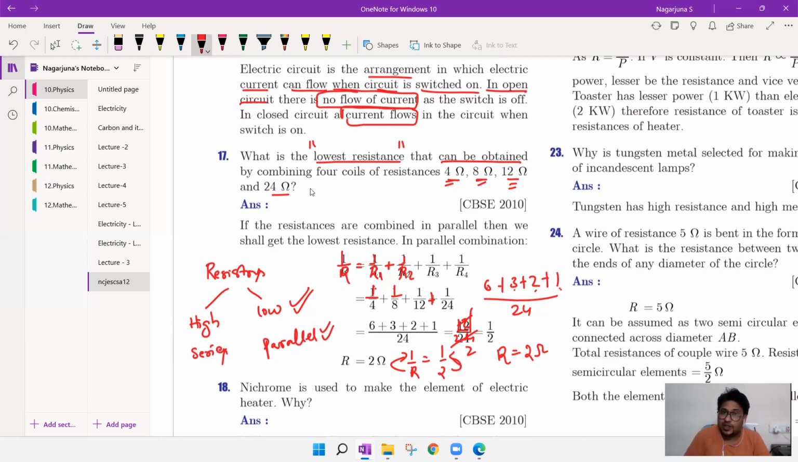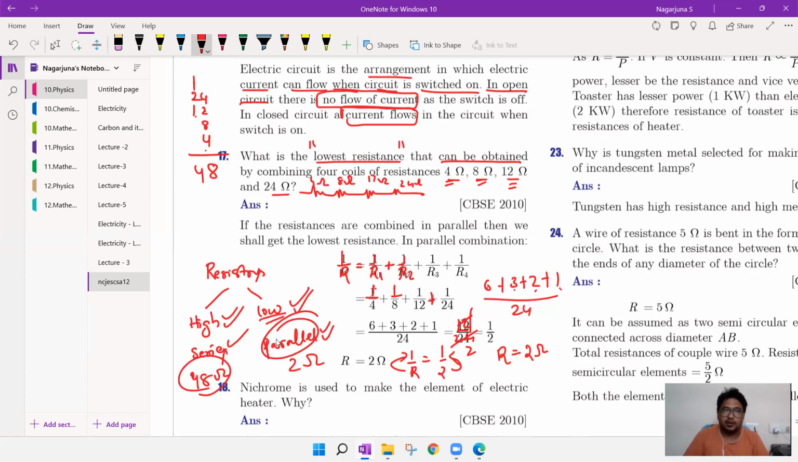If you connect in series, you see what happens. This is the first resistor, second resistor, third, fourth. First resistor value 4, second 8 ohm, third 12 ohm, next 24 ohm. If you connect in series, what happens? 24 plus 12 plus 8 plus 4 is 48. Guys, if all resistors are connected in series, you get 48 ohm. If all resistors are connected in parallel, you get 2 ohm. If you want a high resistance value, go with series. If you want the least resistance value, go with parallel.